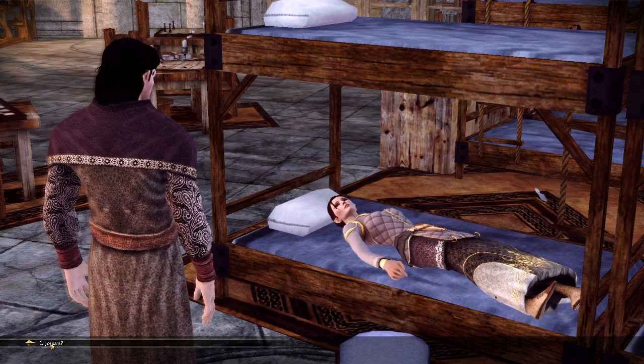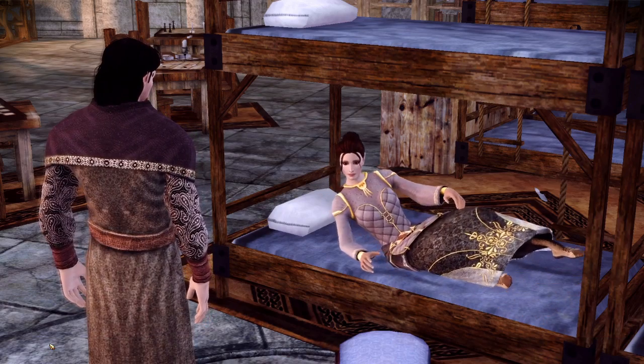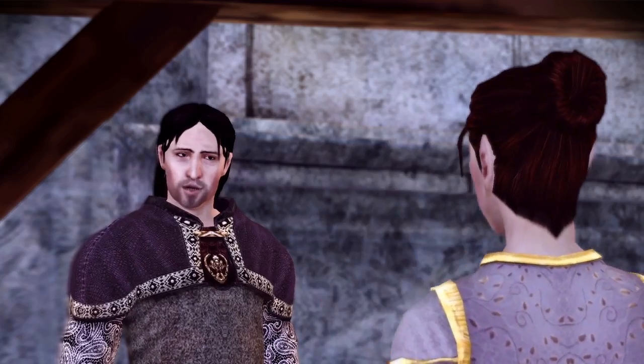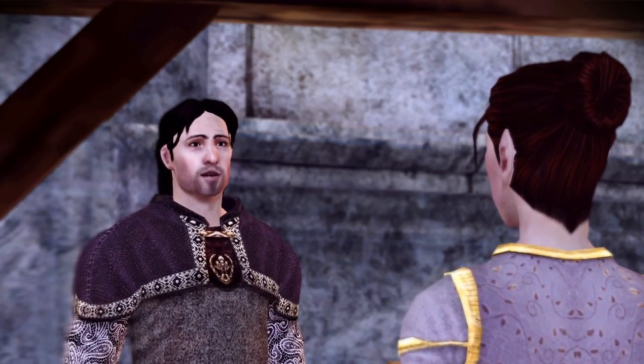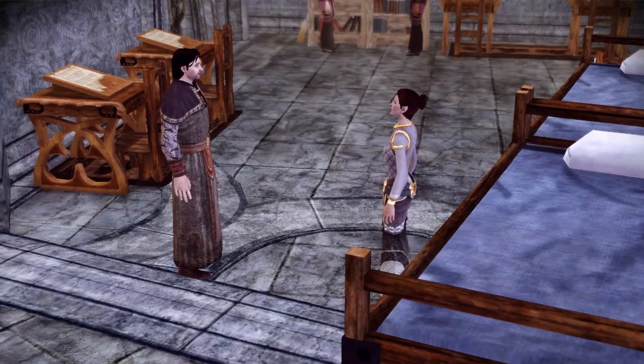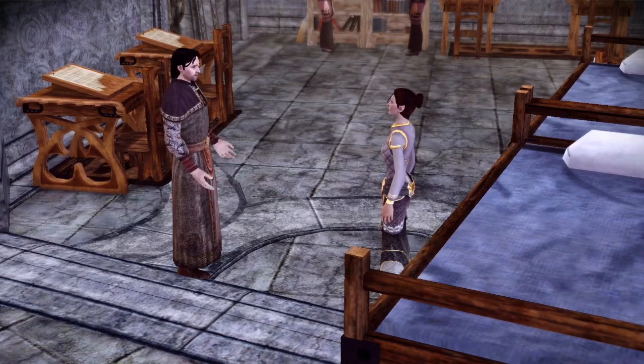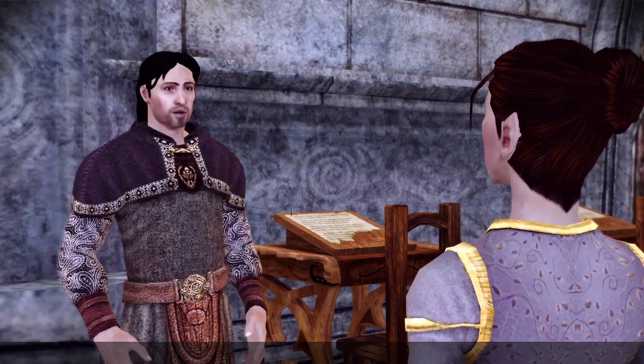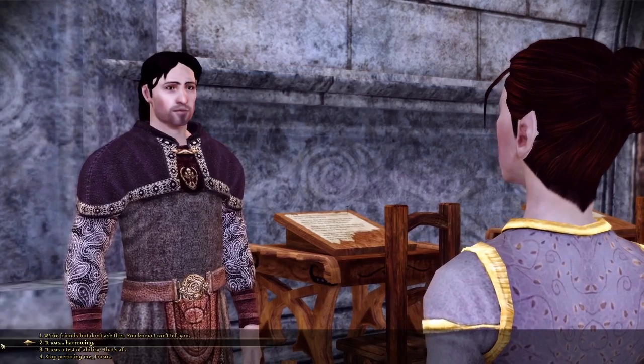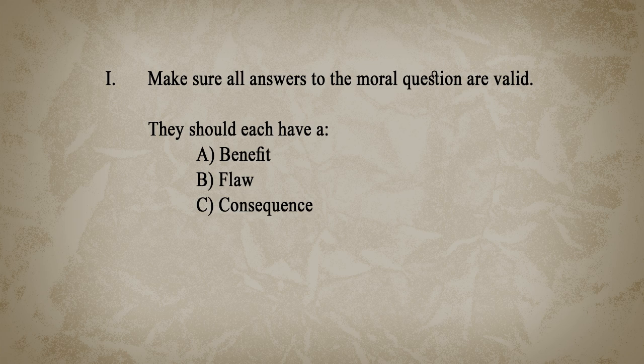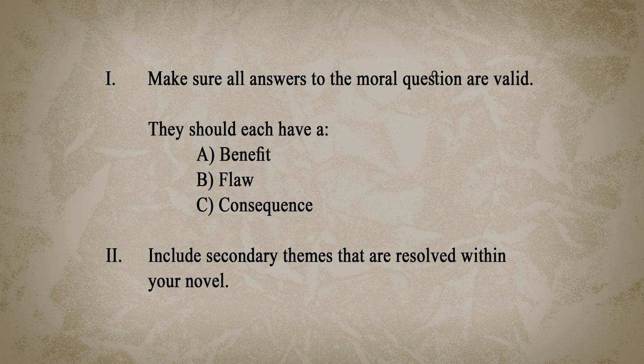As a player, you get to decide which side of the argument you fall on, but you will meet characters with differing but valid opinions on the matter. You'll find evidence of both sides' merits, and you'll also see where both sides cross lines or abuse power. My second suggestion for those who want to have an unanswered moral question is to include secondary themes in your novel that do have an answer.